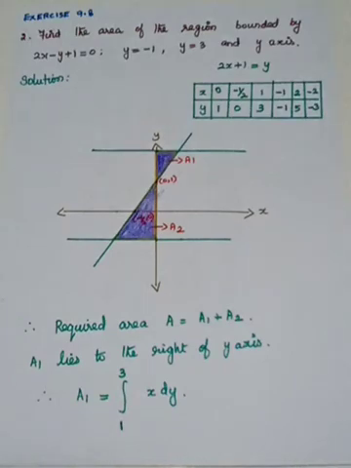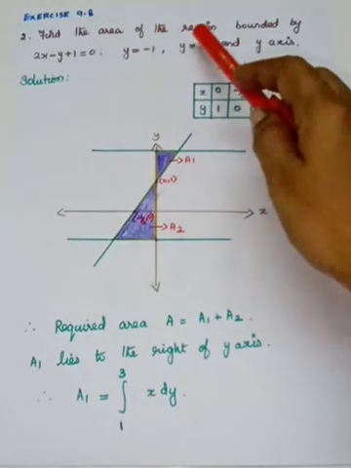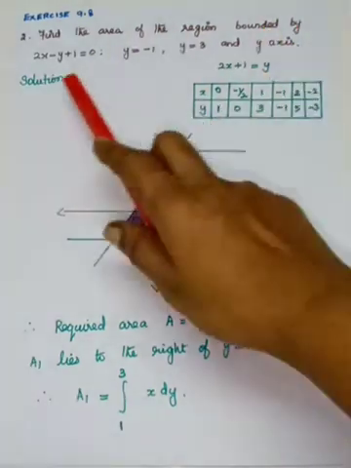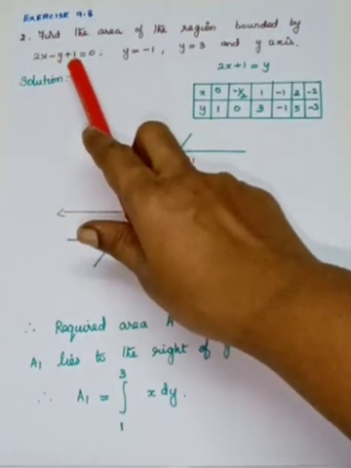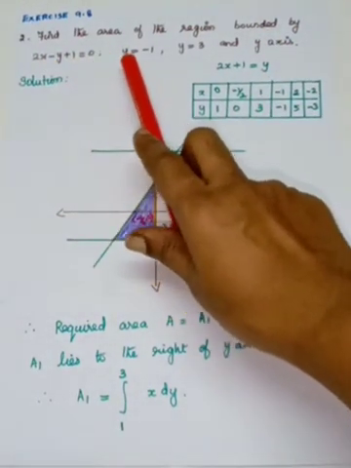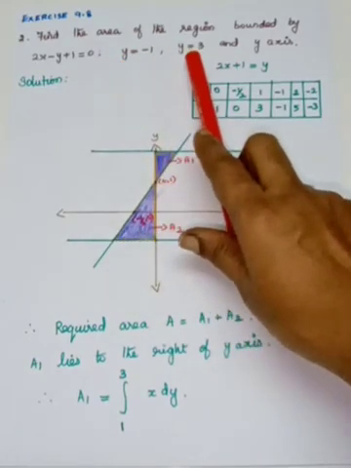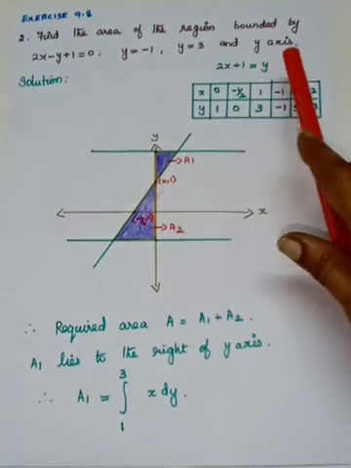Good morning, students. In the previous class we have seen how to evaluate the area of the bounded region using integration. So exercise 9.8, second problem, we are going to see now. Find the area of the region bounded by 2x minus y plus 1 is equal to 0, y is equal to minus 1, y is equal to 3 and the y axis.